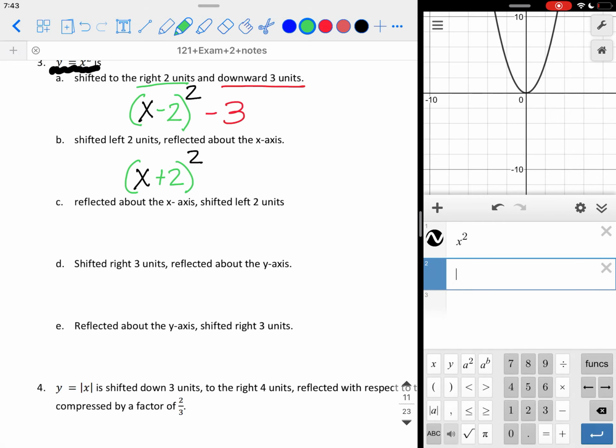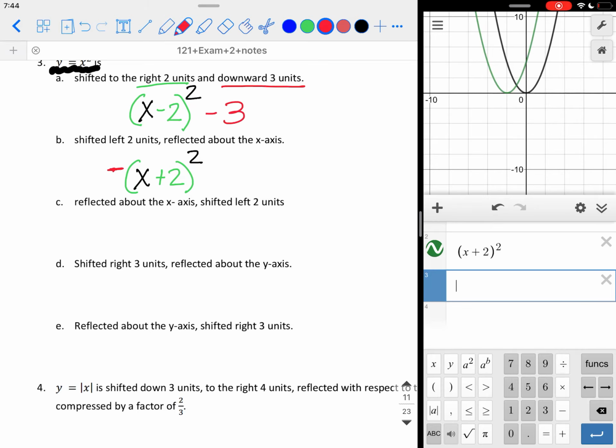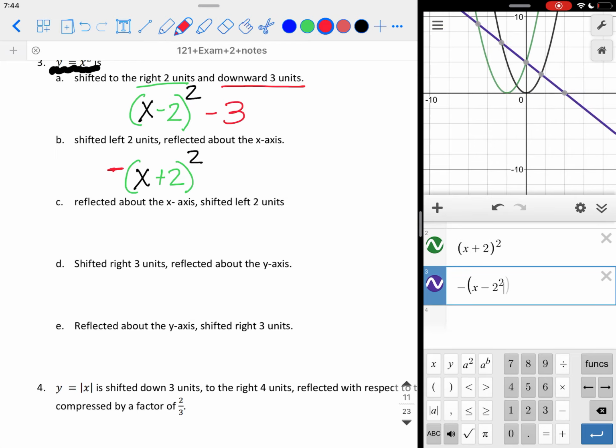Okay, so let's check. Parentheses x plus 2 squared. Yep, it went 2 units to the left. Negative 2, 0. Good. And then the next transformation is that I'm going to reflect it about the x-axis. So if it's going to be the x-axis, that means, again, going back to your table on the previous page, I need a negative on the outside. So let's check it, because sometimes it's not going to work. So let's see. So negative parentheses x plus 2 squared.